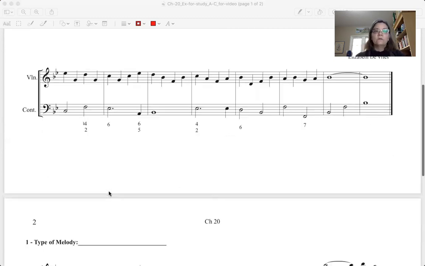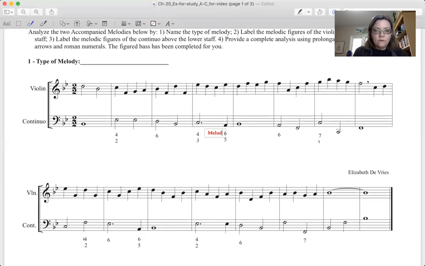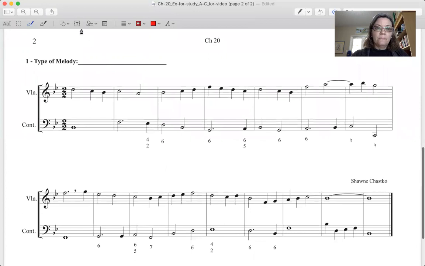Okay, so what you can do here is write out what everything is. So the type of melody for this first one is a melody expressing harmony. And for this second one, it is a melody decorating harmony.